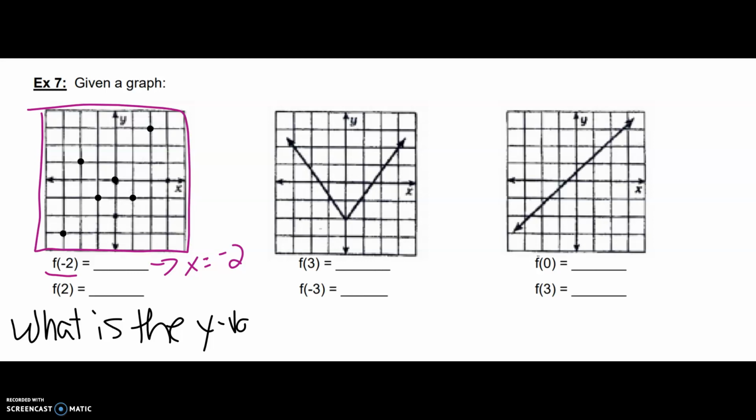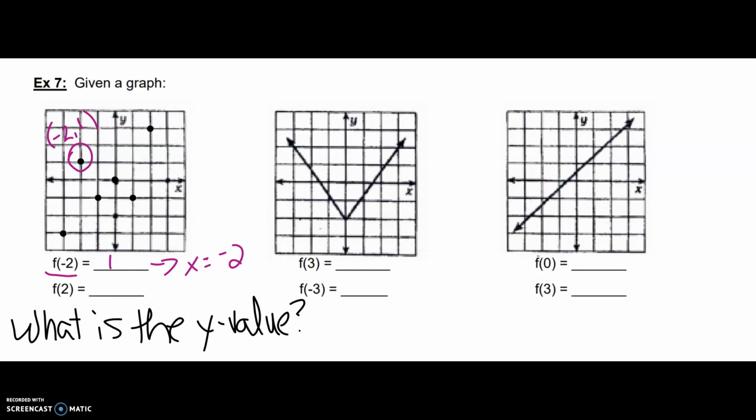So on this first one, when we're looking at where x is equal to negative 2, we're going to look at our graph. So at negative 2, we're right here, and it's this point. So that point right there has an x value of negative 2. And now we need to determine what is the y value there. So our y value when x is equal to negative 2 is going to be a positive 1. So when our function is at negative 2, f of negative 2, our entire function is equal to 1.